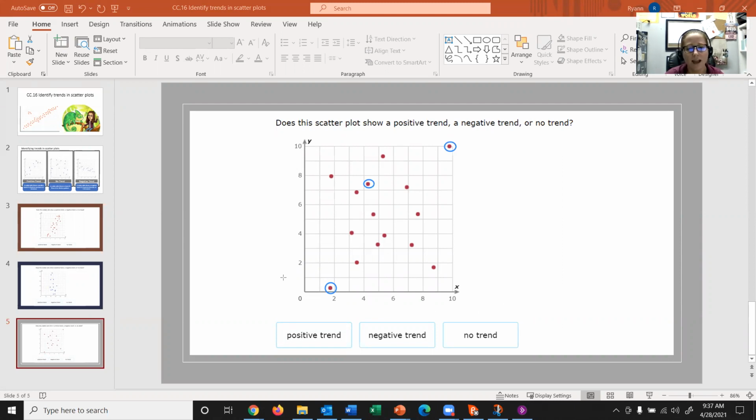And then looking at the y-axis, Y also doesn't appear to be increasing or decreasing in value. So we would look at this and say the points are all over the place. There's really no association between X and Y. There's really no way to draw that trend line that we have drawn before. So looking at this data, there really is no trend.